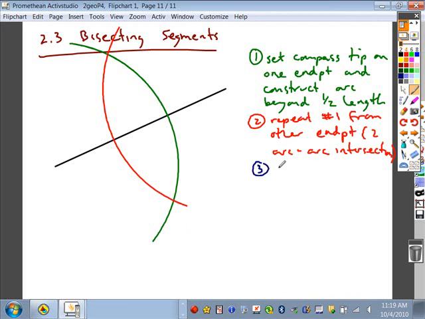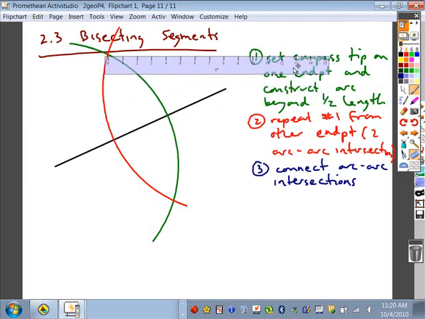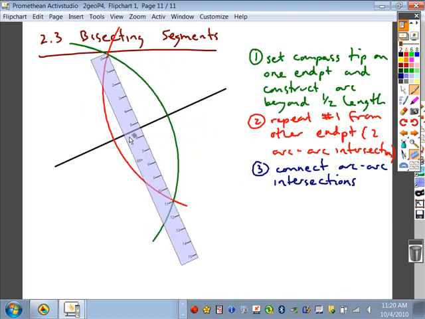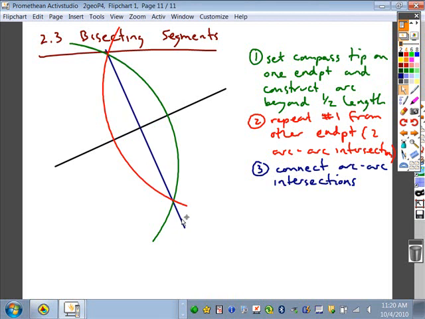Okay, the final step is to connect the arc-arc intersections. And that connection forms your segment bisector. So if I set my ruler and I connect these intersections, I will have created my segment bisector. Okay. So this set of constructions allows you to find several different things.